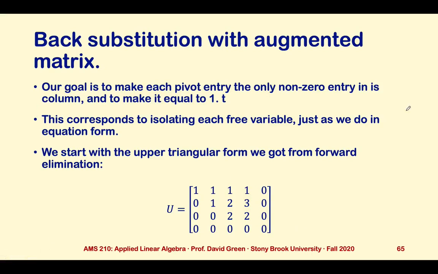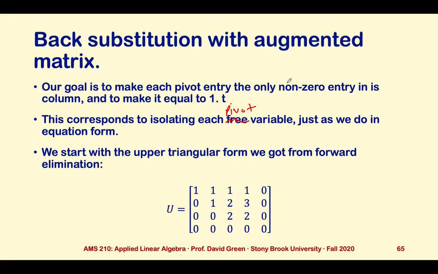We want to isolate each pivot variable. This should not say free. We want to isolate each pivot variable exactly as we do in equation form so that we can write that in terms of the free variables. How do we do that? What does it really mean when we isolate that? It's making each pivot entry the only non-zero entry in its own column, isolated from all of the rest.